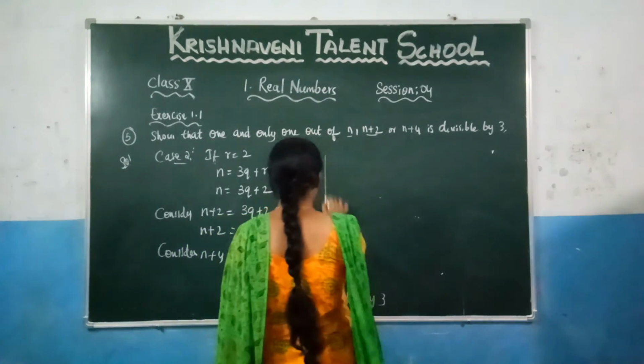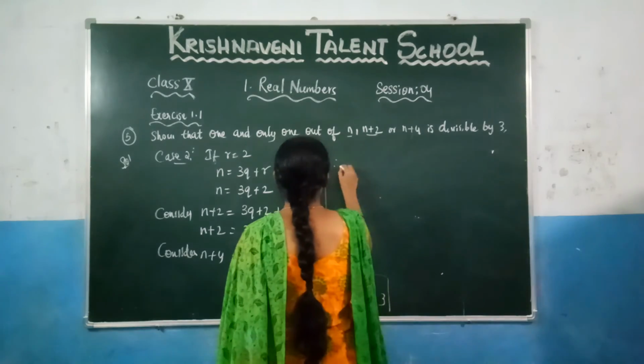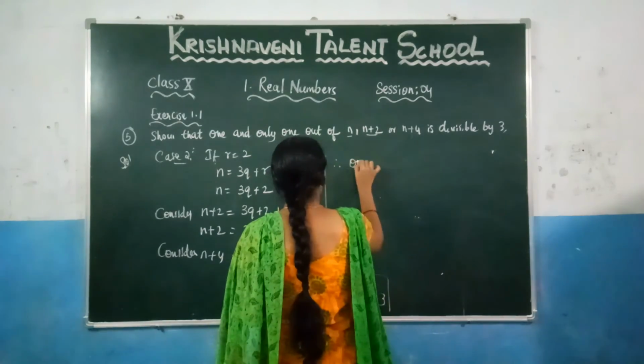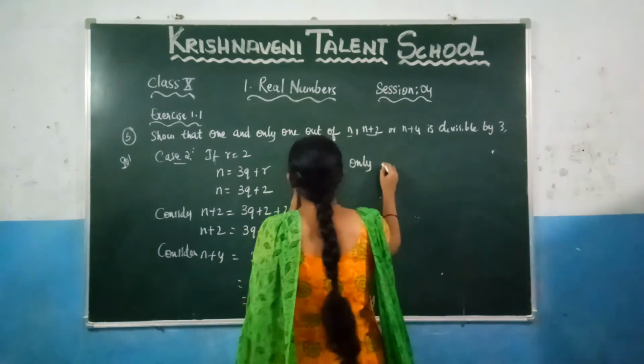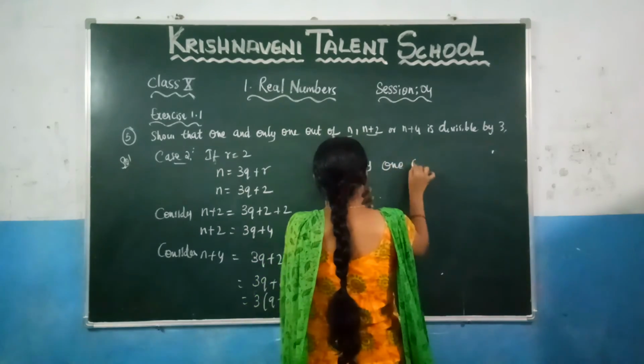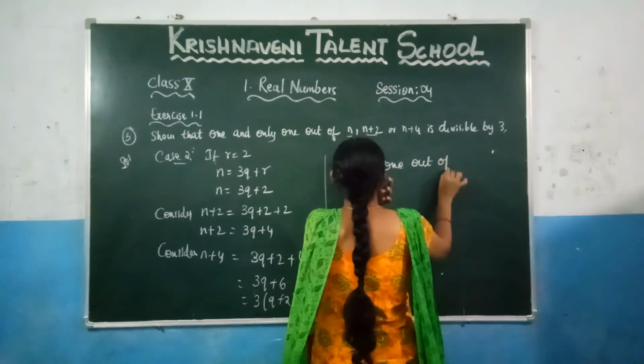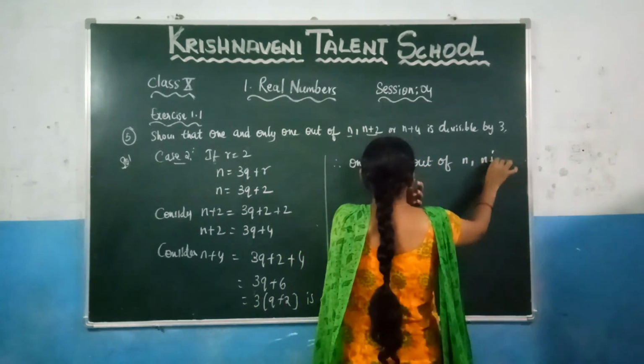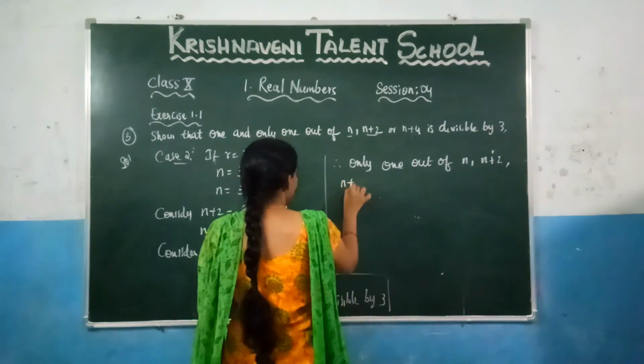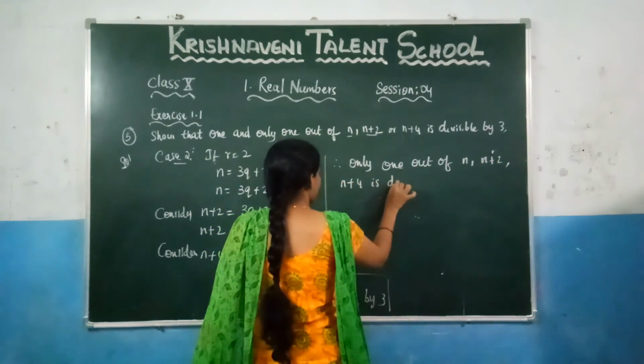So write it here at last. Therefore, only 1 out of n, n plus 2, n plus 4 is divisible by 3.